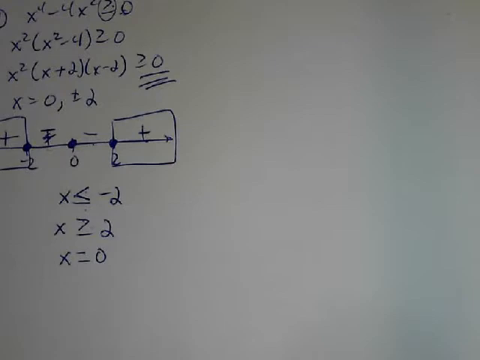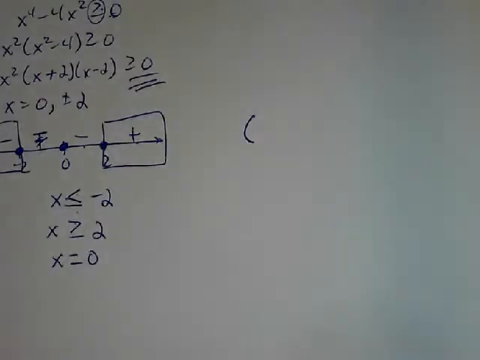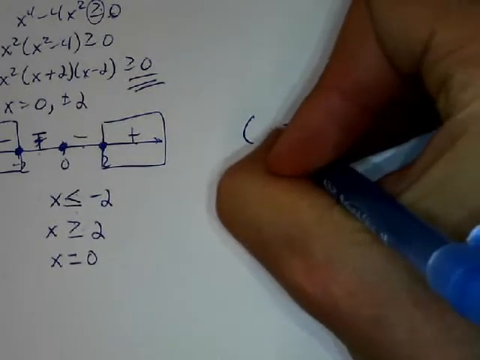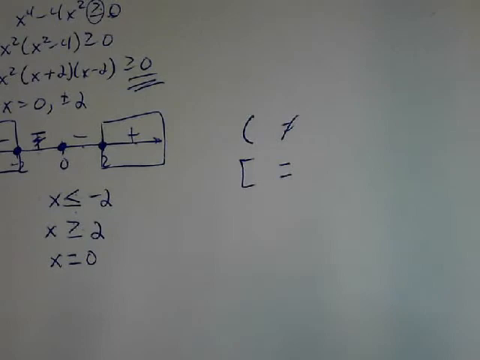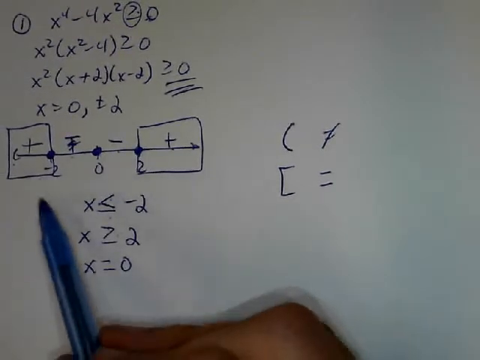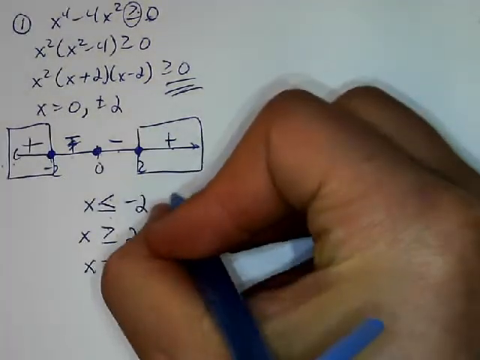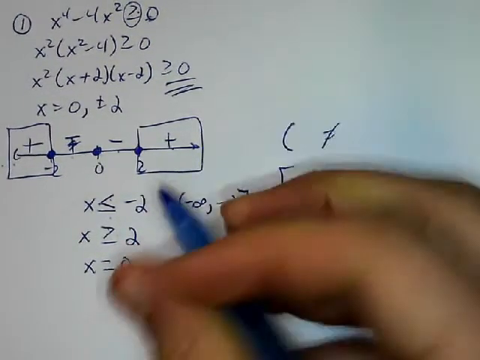I'm going to use a different notation now called set notation. And what we do is, you use a parenthesis to represent not equal to, and brackets for equal to. And what is it? It is an interval. So for example, this first interval over here is from negative infinity to negative 2. So I'm going to write it as negative infinity to negative 2.